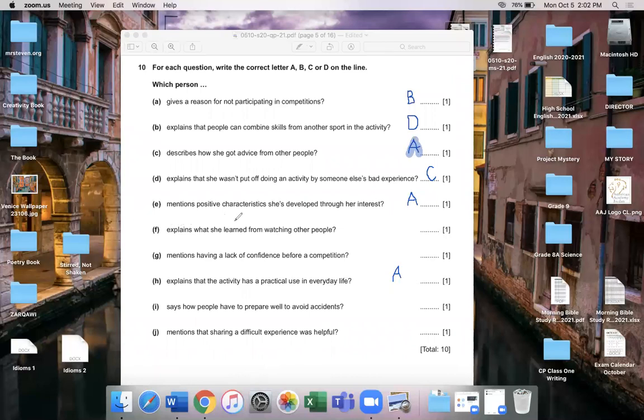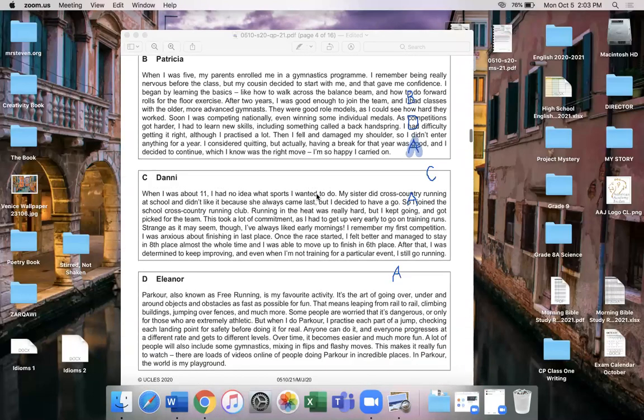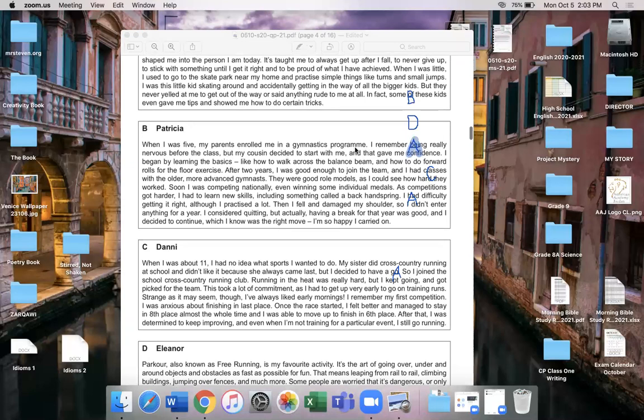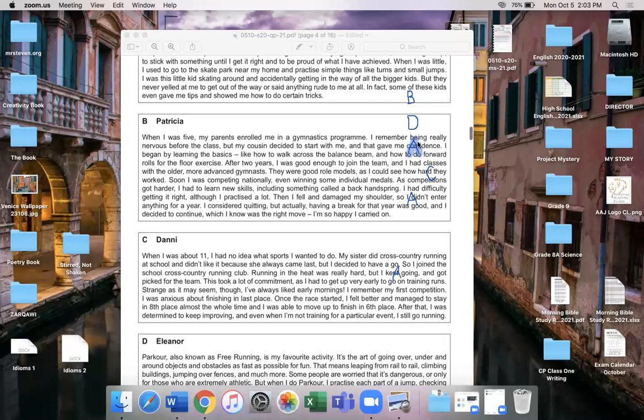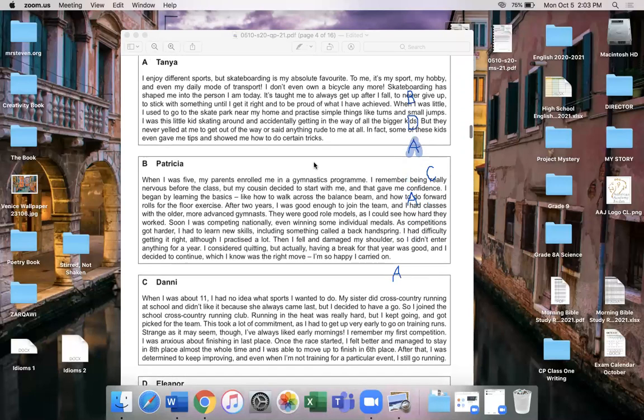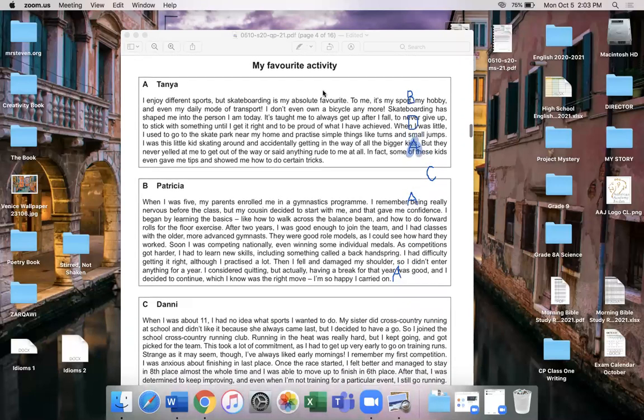Now we have explains what she learned from watching other people. Wasn't that B, the second character? Letter F. Patricia. She watched the other skaters, right? So let's look up and find that sentence. No, it was the gymnastics one. I was thinking maybe it was skateboarding for Tanya, the first one. But as I'm scanning through, it doesn't make sense. No, here it's in B.